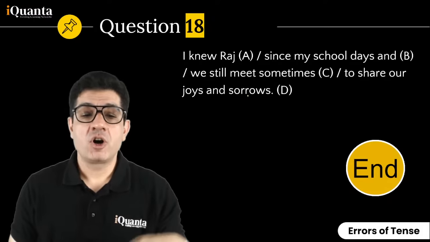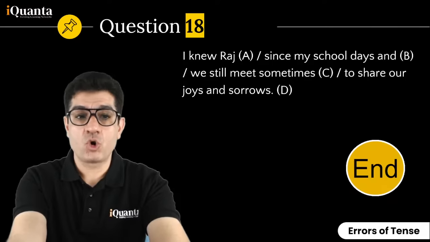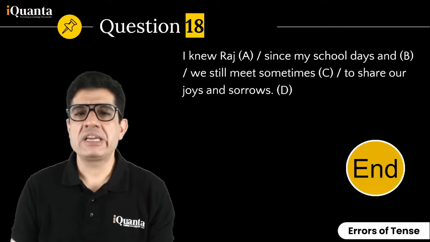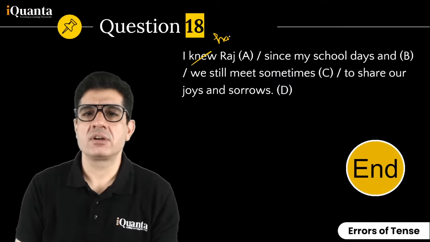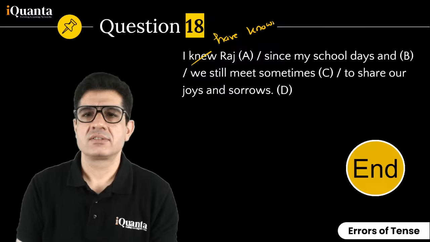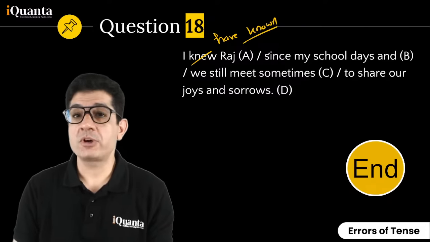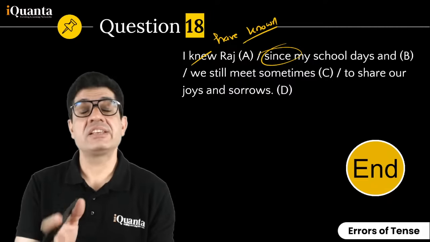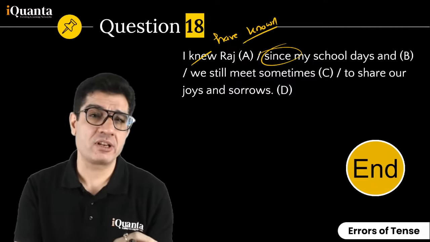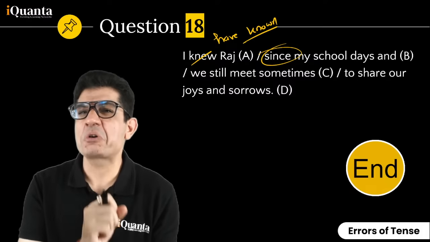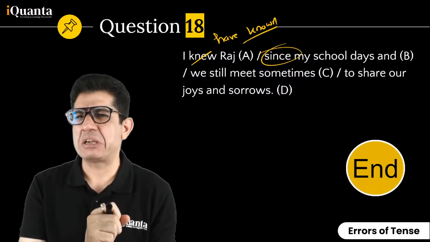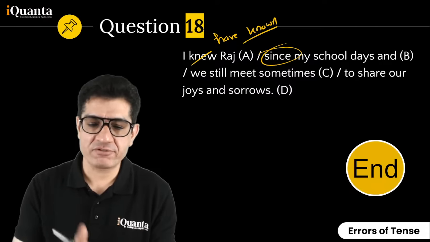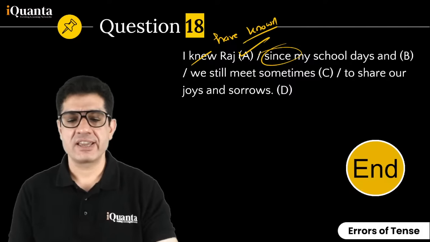Okay. So this sentence on the other hand is, I hope, rather straightforward. The answer is A. It should be I have known Raj. So the moment you have that since for, perfect or perfect continuous. In this case, you could not have used perfect continuous because know is a non-continuous verb. We don't say I have been knowing him. That's incorrect. So the only possibility is present perfect. So have known, and therefore the answer is A.